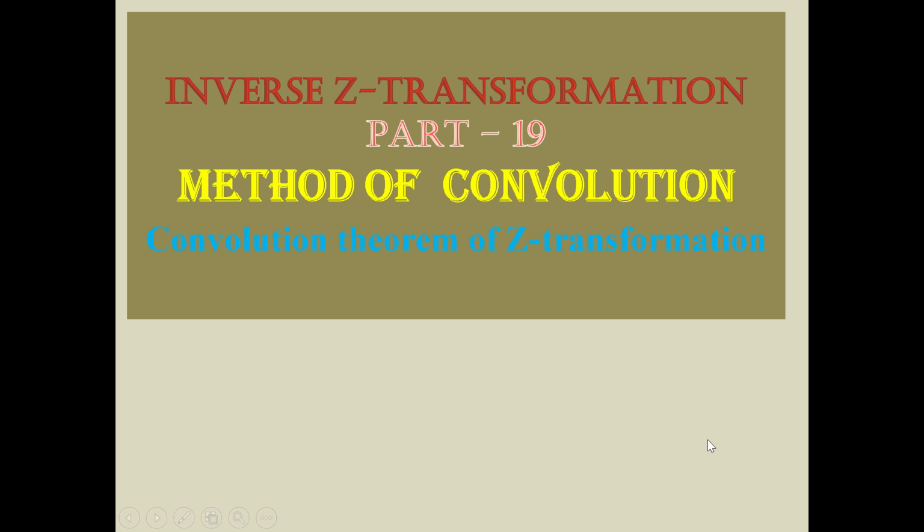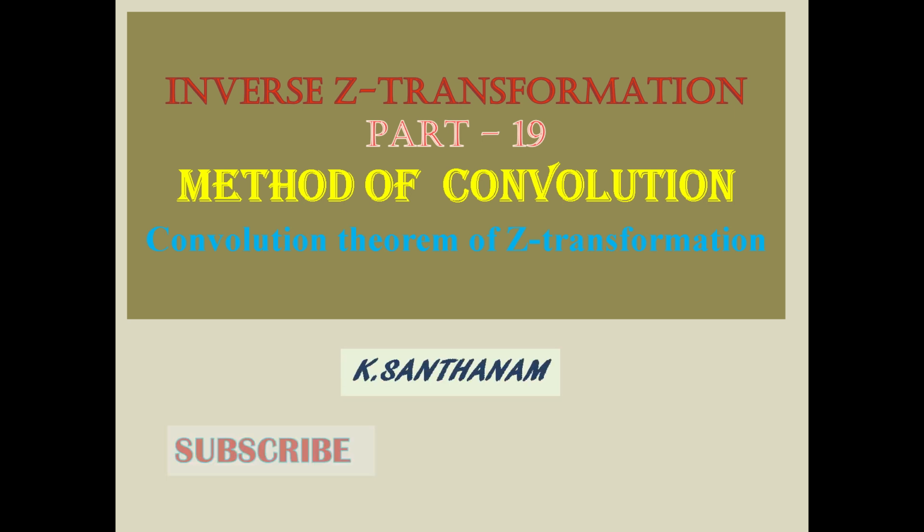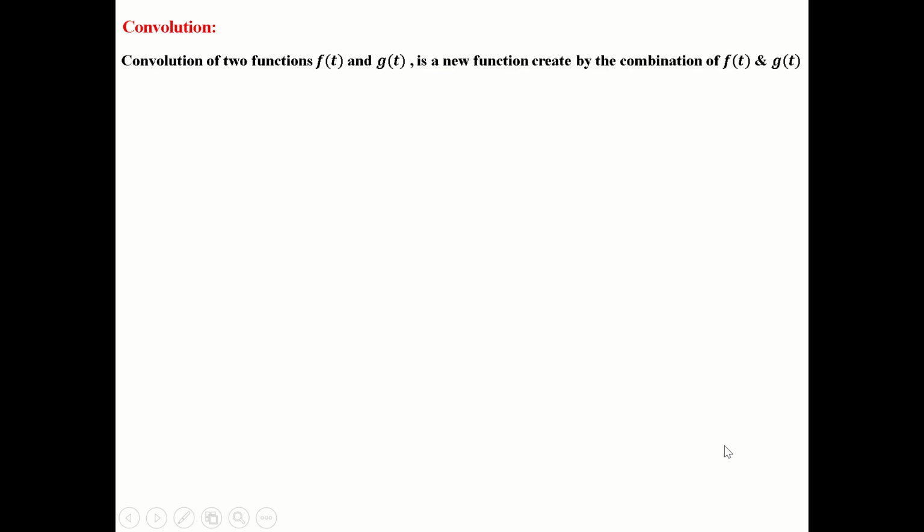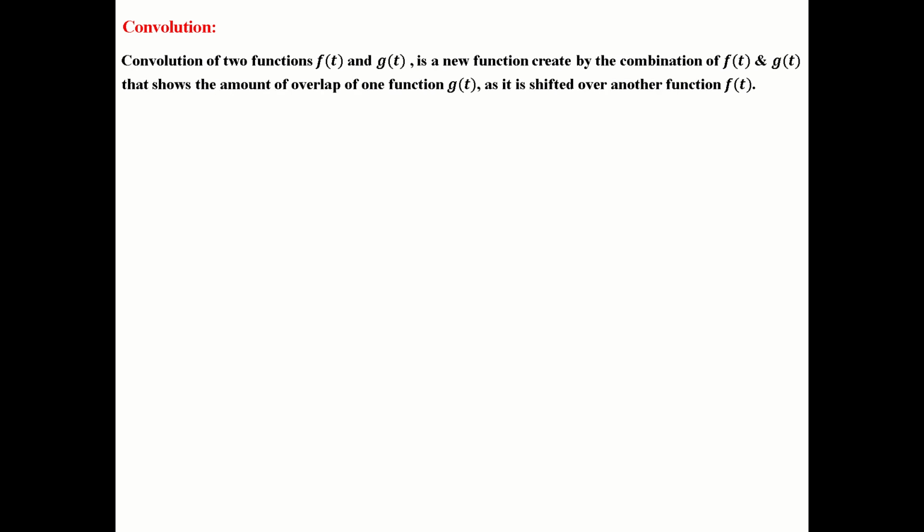Inverse Z transformation by using method of convolution. So first, the convolution theorem of Z transformation. Convolution of two functions f of t and g of t is a new function created by the combination of f of t and g of t that shows the amount of overlap of one function g of t as it is shifted over another function f of t.